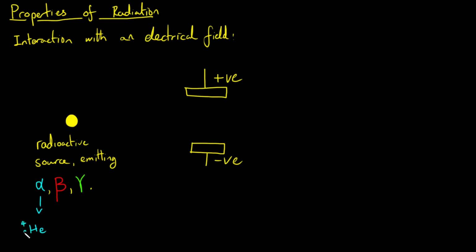It has a mass number of 4, atomic number of 2, and a charge of 2+. So if I fire some alpha particle radiation towards this electric field, the second it gets to the electric field, it's going to interact. There's a positive side and a negative side. Alpha particle radiation is positive. It is going to be repelled by the positive charge, doesn't like it, and it's going to be attracted by the opposite charge because opposites attract. So that is going to start to move towards the negative side, and that would be our alpha particle radiation.